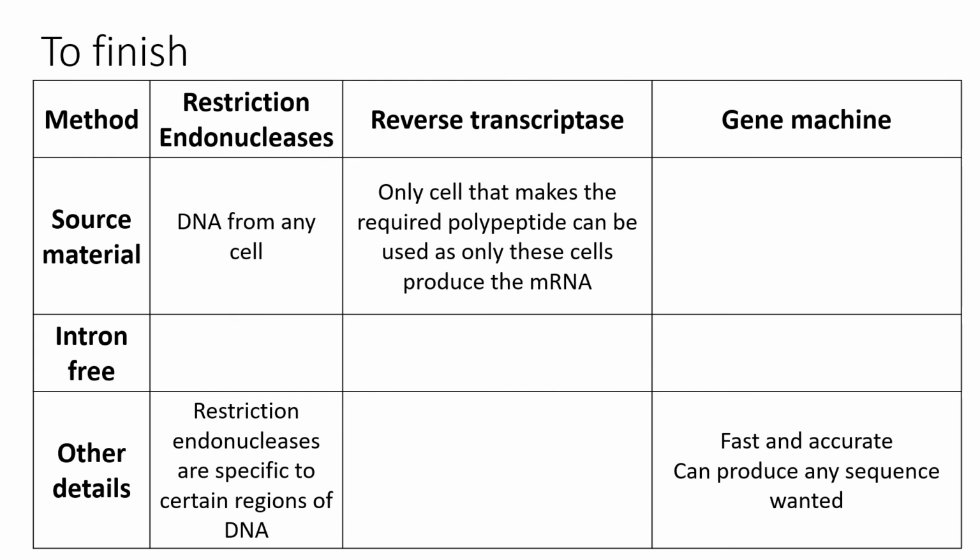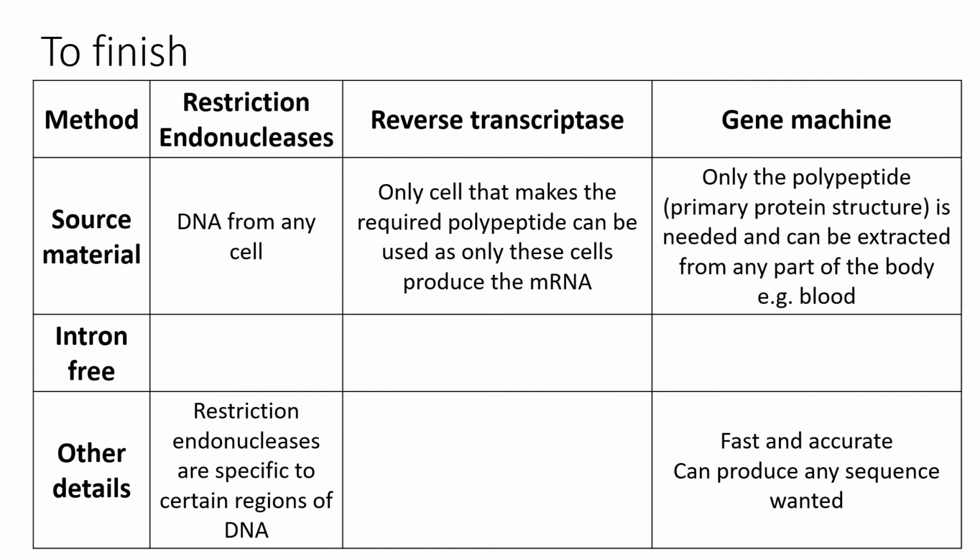In terms of a gene machine, again, we need to know the polypeptide that is going to be extracted. We need to know the primary structure, the sequence of amino acids. So again, we need to go to the cell that is actively doing transcription and translation of that particular bit of DNA to produce the polypeptide. Then we work out the amino acid sequence, and from there we can go back all the way to work out the original DNA sequence.